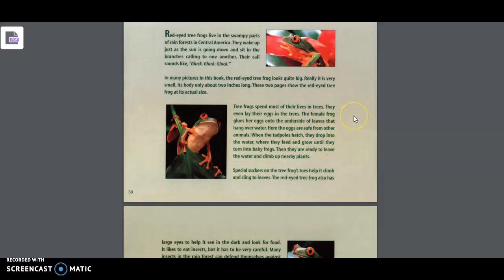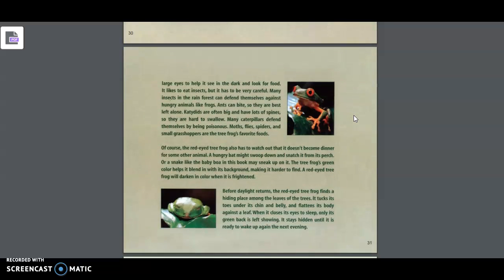Special suckers on the tree frog's toes help it climb and cling to the leaves. The red-eyed tree frog also has large eyes to help it see in the dark and look for food. It likes to eat insects, but it has to be careful. Many insects in the rainforest can defend themselves against hungry animals like frogs.